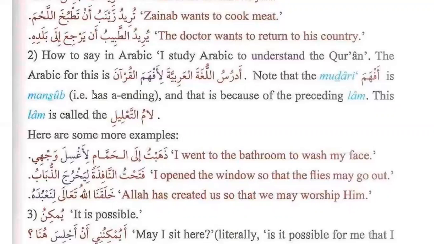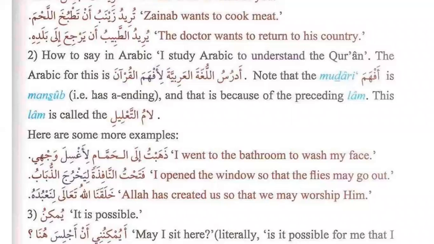How to say in Arabic, I study Arabic to understand the Quran. The Arabic for this is: Adrusu al-lughata al-arabiyyata li afhama al-Qur'ana. Note that the mudari afhama is mansub, that is, it has a fatha ending, and that is because of the preceding lam. This lam is called the lam at-ta'lil. Here are some more examples.